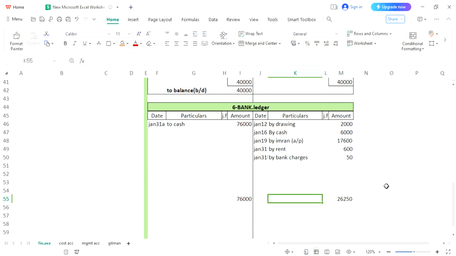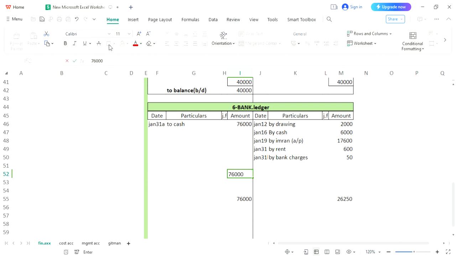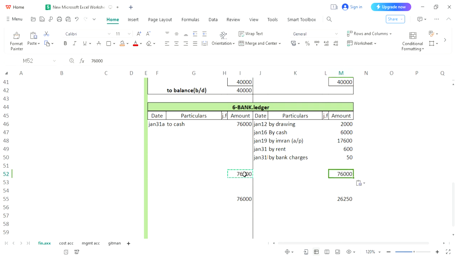Now make a comparison of both. This sum is the larger sum, that is 76,000. Choose this sum and write it as the total of both sides. What word am I using? Both sides. So you have written 76,000 on the debit side. The same total you are going to post on the credit side as well. This step is completed. Now choose the smaller side. 76 debit, 26 credit, so the smaller side is the credit side.